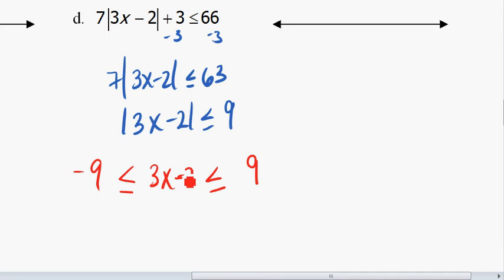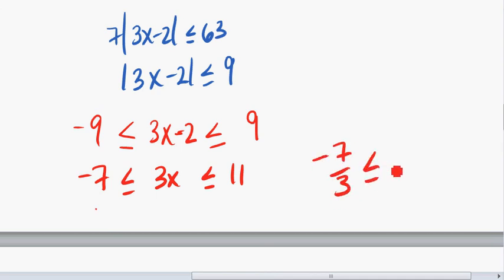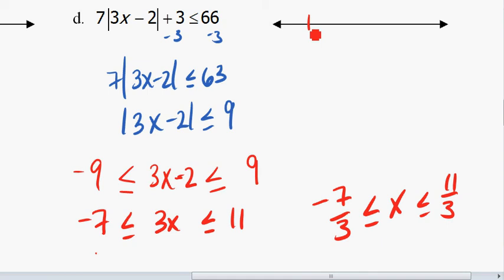So in this situation, we solve it just like a regular compound inequality. We add 2 to all 3 parts. We divide by 3. And we get negative 7 over 3 less than or equal to x less than or equal to 11/3. And again, we can graph this situation. On our number line, we draw the smaller number to the left, larger to the right. We fill in the 2 circles, and we shade everything in the middle. Again, creating an and situation. It was a less than symbol. We think of and or sandwich.